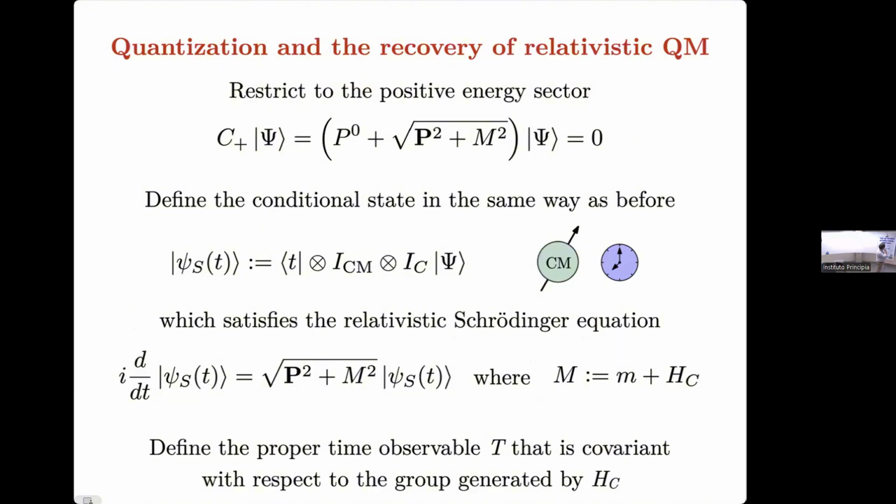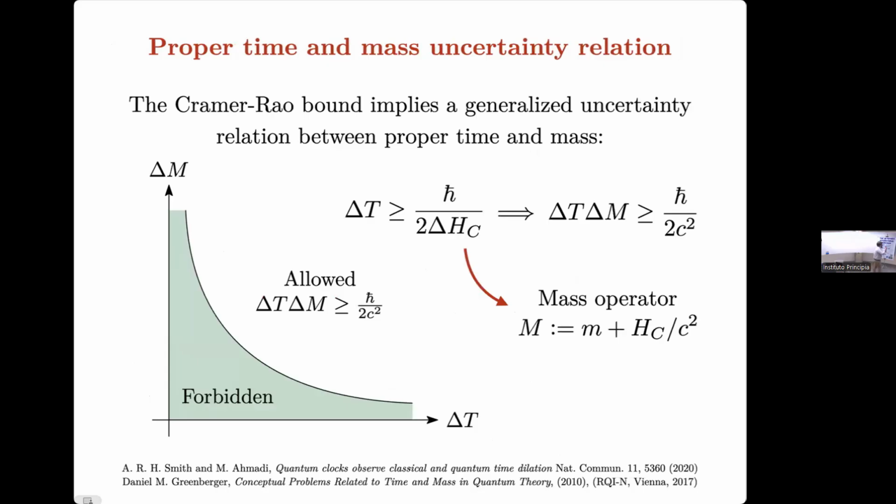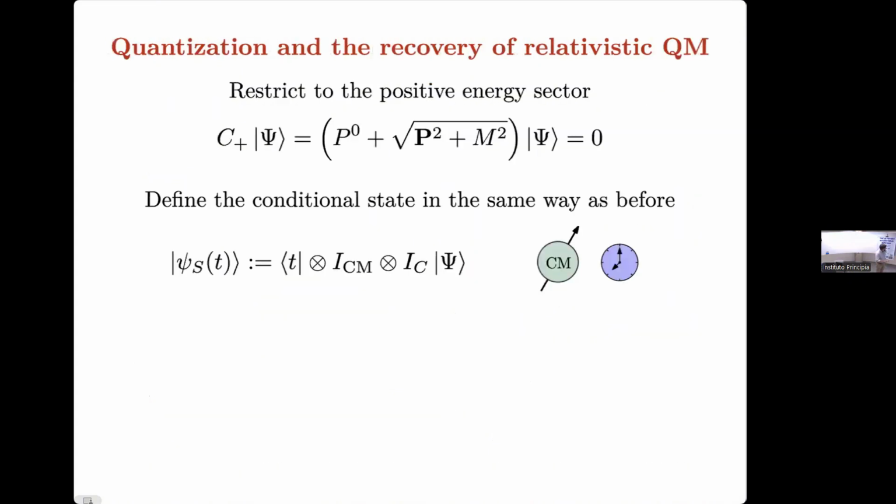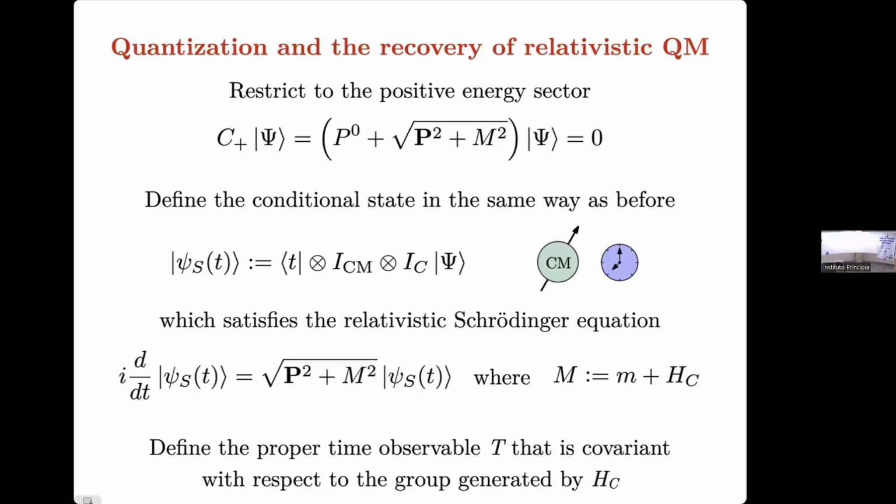But now the idea is going to be to define a proper time observable T that we're going to measure on this system that's covariant with respect to the group generated by the internal clock Hamiltonian. So this is actually going to lead to a proper time observable. Sorry, this previous T was not this? No, this was this background coordinate time. Yeah, there's these internal degrees of freedom I'm calling C, these internal clock degrees of freedom. So this is covariant with respect to P naught. Okay, so I want to define a proper time observable that's covariant with respect to this internal clock Hamiltonian.